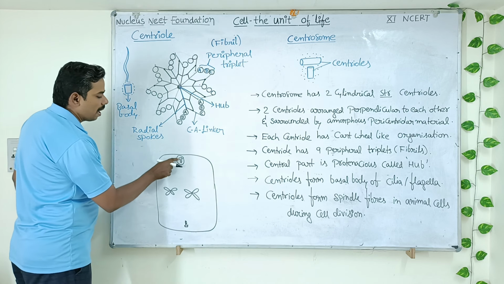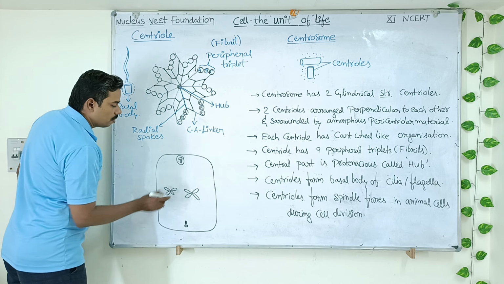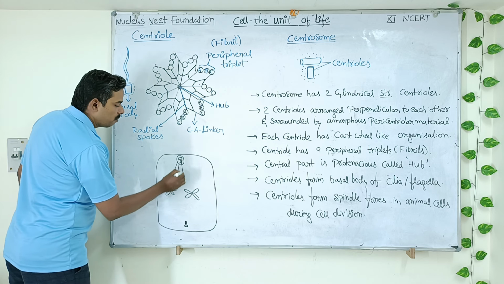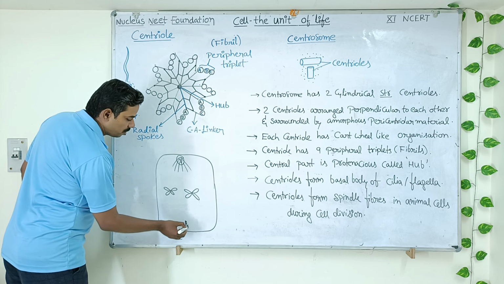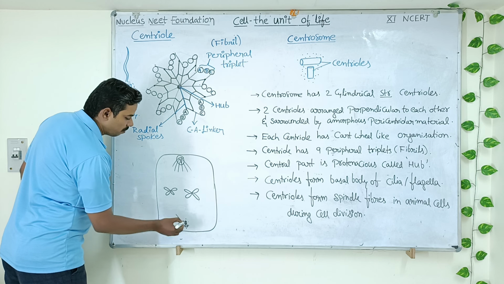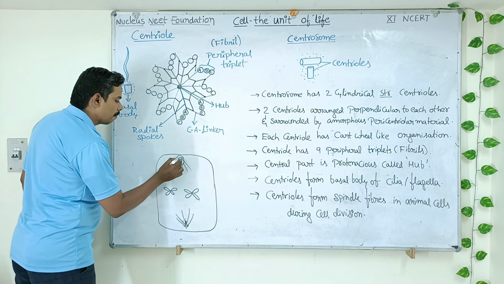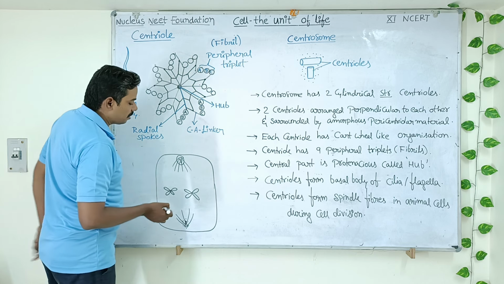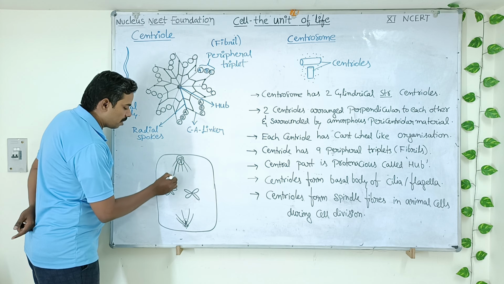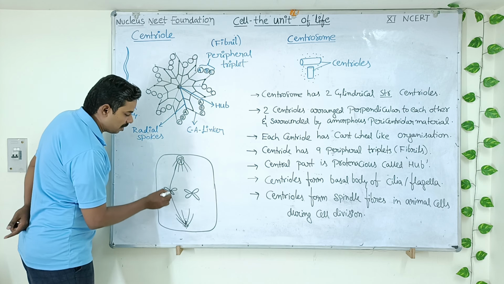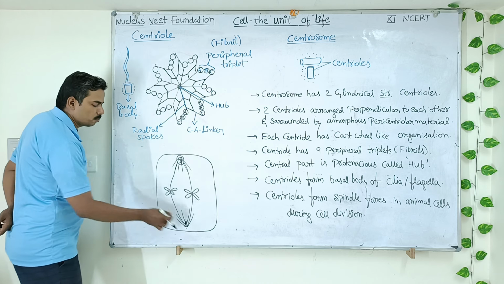Each centrosome has 2 cylindrical structures called centrioles. This centrosome will organize spindle fibers. Here on the opposite side you can see one more centrosome, which also will organize spindle fibers. So both the centrosomes will produce a spindle apparatus. So what is a spindle apparatus? 2 centrosomes along with the spindle fibers that attach to the chromosomes at kinetochores. This entire structure is called the spindle apparatus.